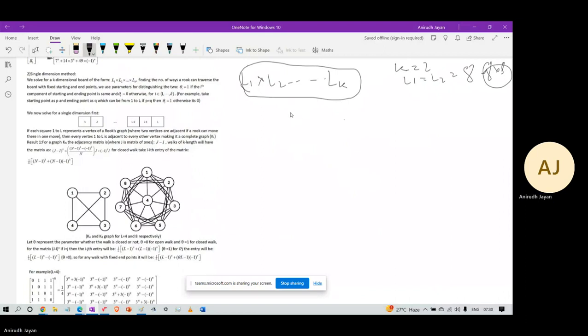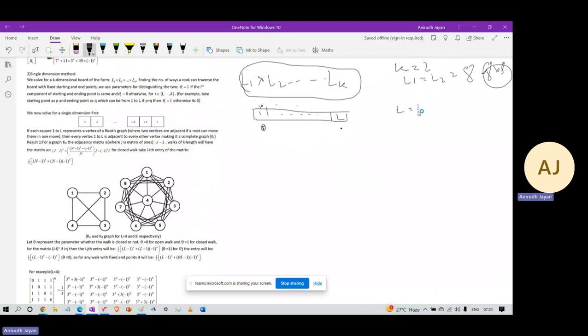Now, assume k equal to 1. You have one component. So you have a vertical strip from 1 to L. Now the rook is starting from 1 and it must reach L in n moves. Now every square is adjacent to every other square. If we represent every square as a vertex, then you get a complete graph.